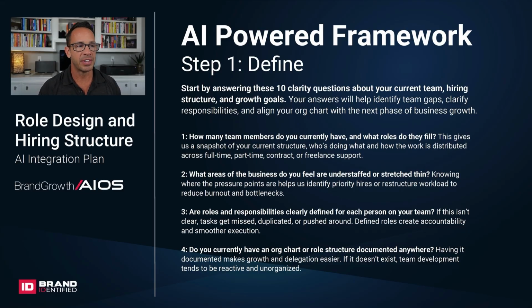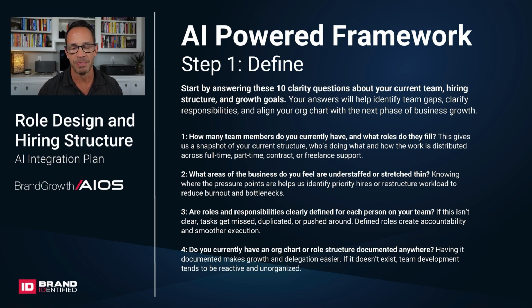So question number 1 is, how many team members do you currently have and what roles do they fill? This gives us a snapshot of your current structure, who's doing what, and how the work is distributed across full-time, part-time, contract, and freelance teams. Question number 2, what areas of the business do you feel are understaffed or stretched too thin?